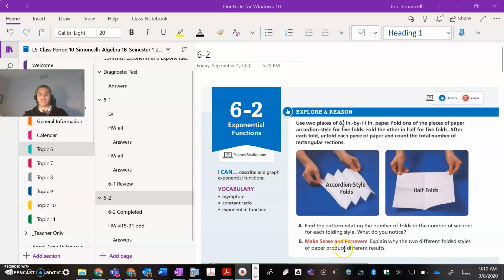Part B, make sense and persevere. Explain why the two different folded styles of paper produce different results. So this is a nice exploration of how exponential functions will take shape. After my lesson today, this is something that you can certainly attempt and answer on your own. Usually at the beginning of a lesson, the textbook offers something of this nature where you're forecasting how things are going to take shape. So let's go ahead and take a look.